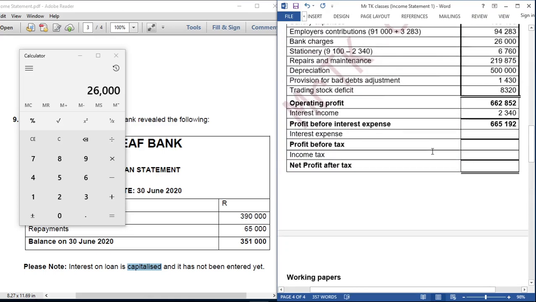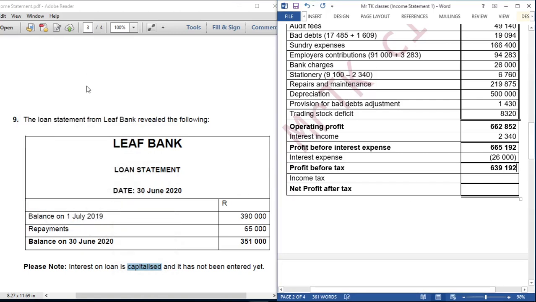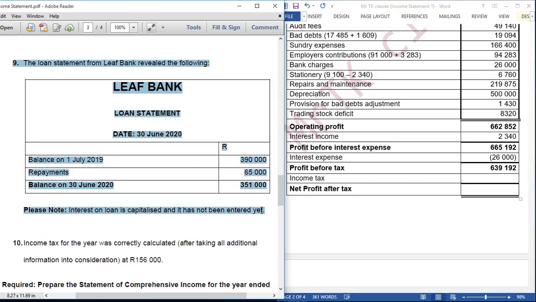So come here, we come and subtract 26,000. We are going to say 665,192 subtract 26,000. We are going to get 639,110.92. So we are done with this one.